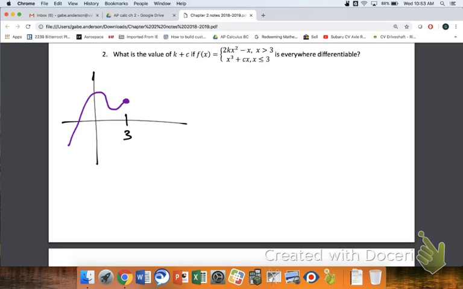For instance, if k was negative, the parabola would open down. If k is positive, open up. If k is a really big number, like 100, the parabola would be very steep, skinny. What if k was like 1/50th? The parabola would be very fat and wide, right? So k has a lot of power over this parabola. So the parabola could do all kinds of stuff.